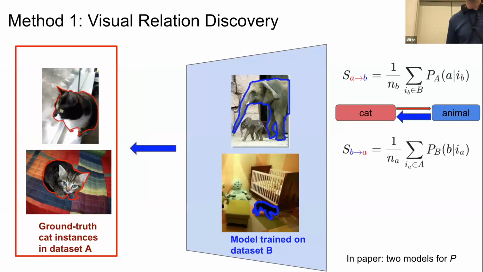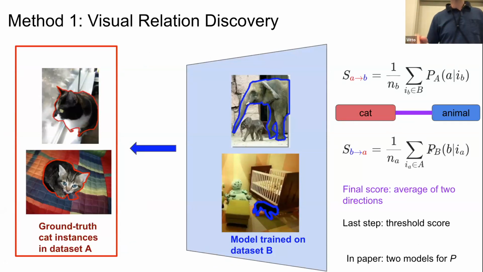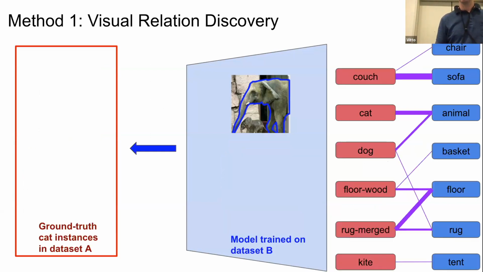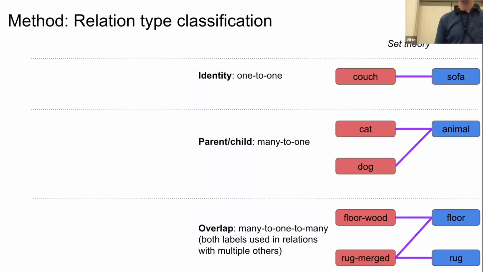Now you can do the reverse. You can train an animal model on dataset B, apply it to the cats, and see how likely it is that each of these cats is actually an animal. So this thickness of the arrows indicates the average probability over all the instances. So now you can just do the average in the two directions, threshold it, and that tells you how likely they are to be related. And this will give you some bipartite matching graph with various thicknesses.